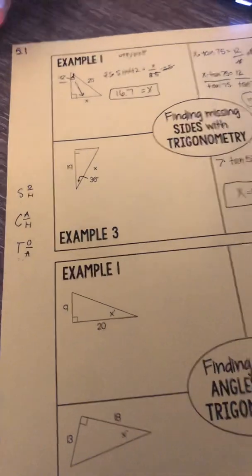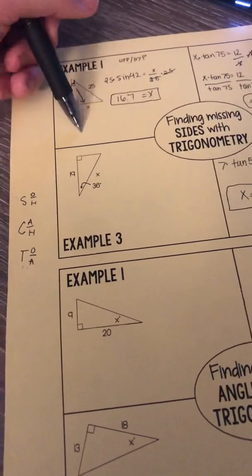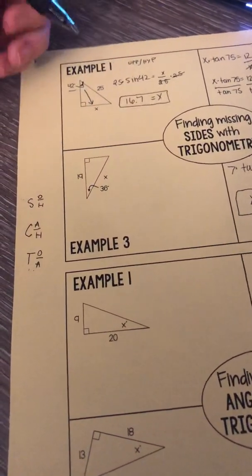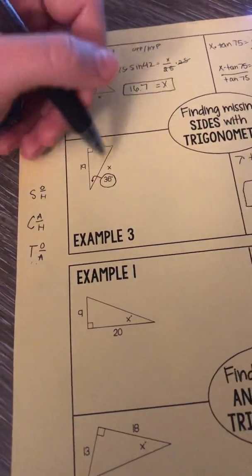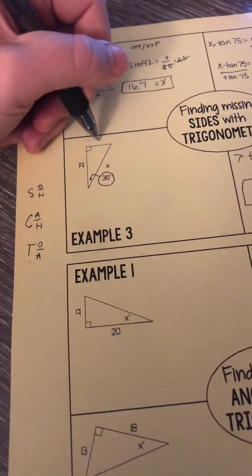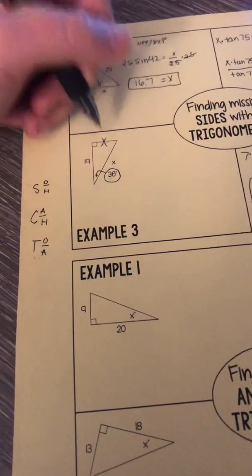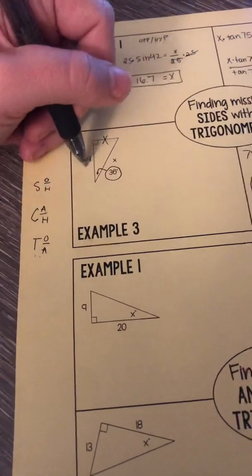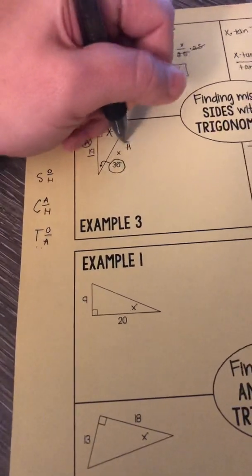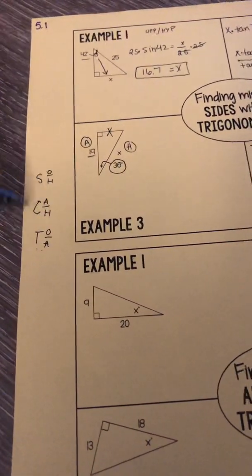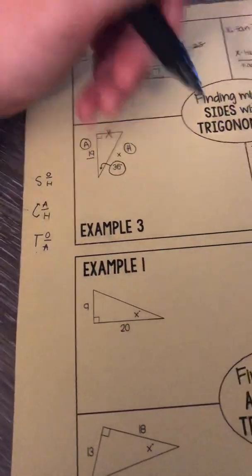Okay, we've got one more example from the top where we're finding missing sides. So here they give us the degree of 36. We cannot use opposite. Opposite is not something we'll be able to use. They give us adjacent, which is 19, and hypotenuse. So all we have is A and H. That means we're going to be using cosine.